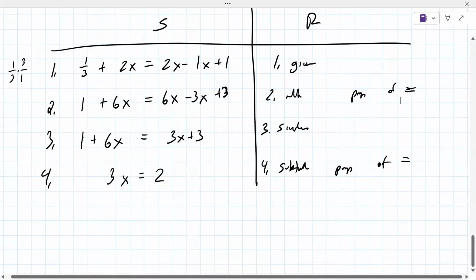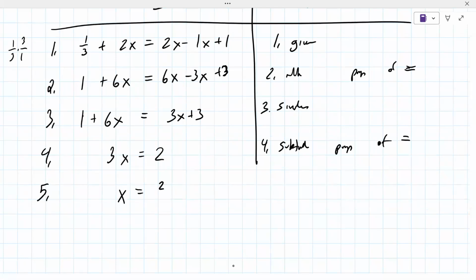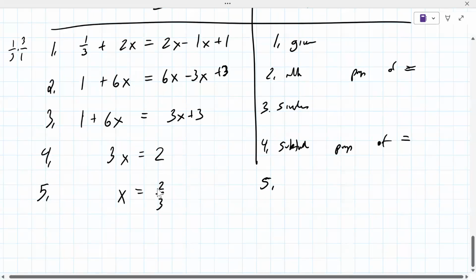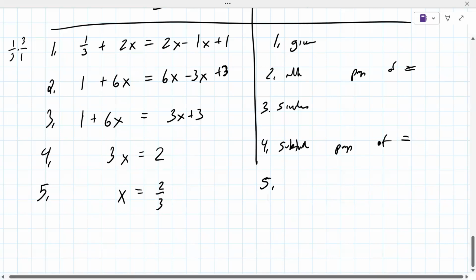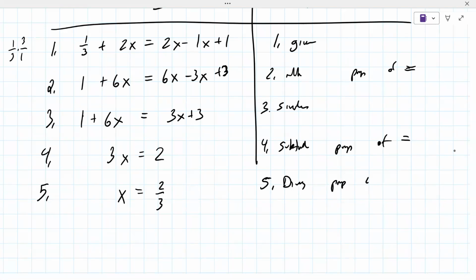Okay. Now what's step five? What's the reason? How do you move the three this time? How do you undo the three in front of the x? Division. Okay, so what is the reason? Division property of equality. Yes. Any questions on that? No, I just messed up right at the start. That's sort of what threw me off.